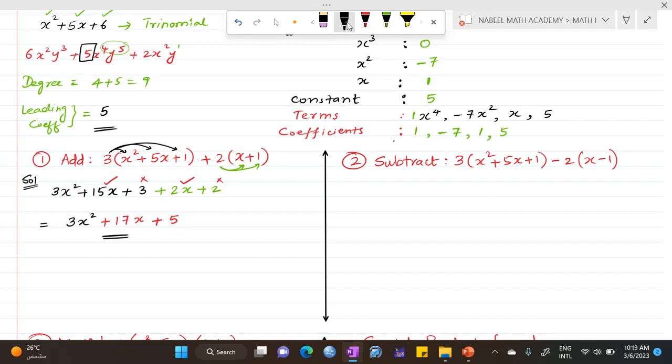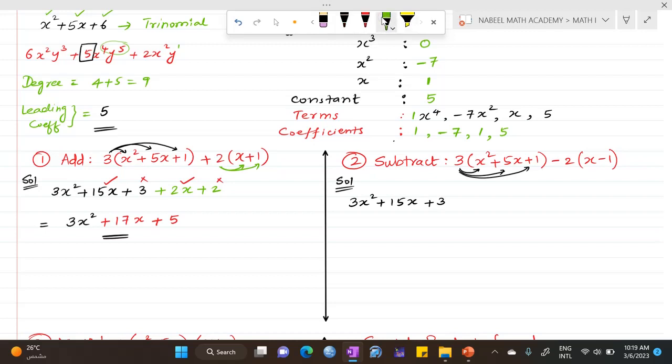Now, the next one, we have to subtract the same polynomial. The same polynomial you have, but we will have a subtraction sign. So you will go the same way. So it is multiply by 3. So you will have 3x square plus 15x plus 3.